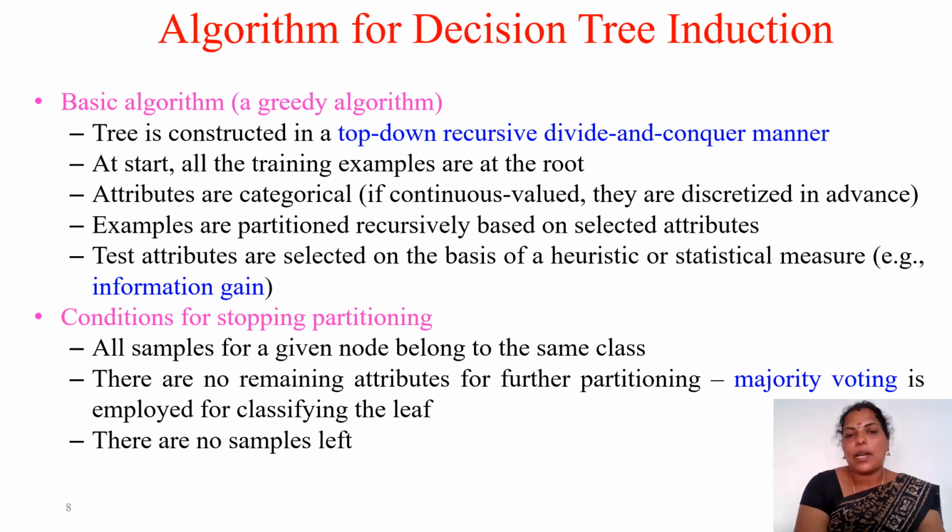Then the conditions for stopping partitioning, because we need to construct a tree and at one point of time we have to stop the construction process. So when do we stop? If all the samples for a given node belong to the same class; if there are no remaining attributes for further partitioning, in which case majority voting is employed for classifying the leaf; or if there are no samples left. In all these 3 cases, we have to stop constructing the decision tree.